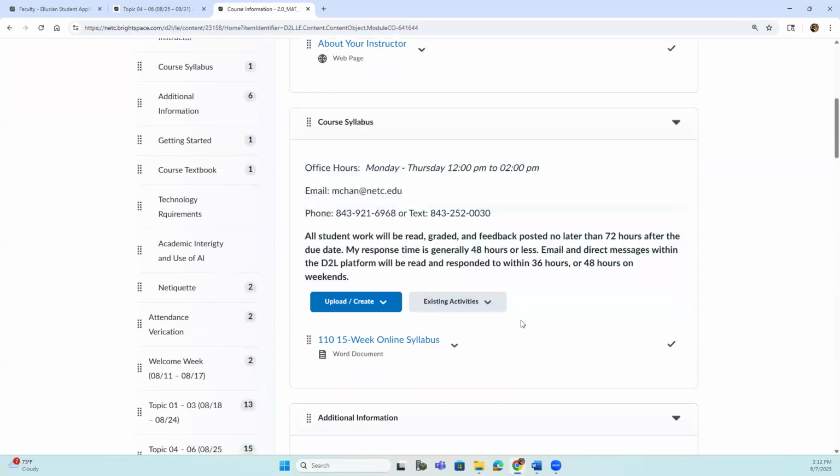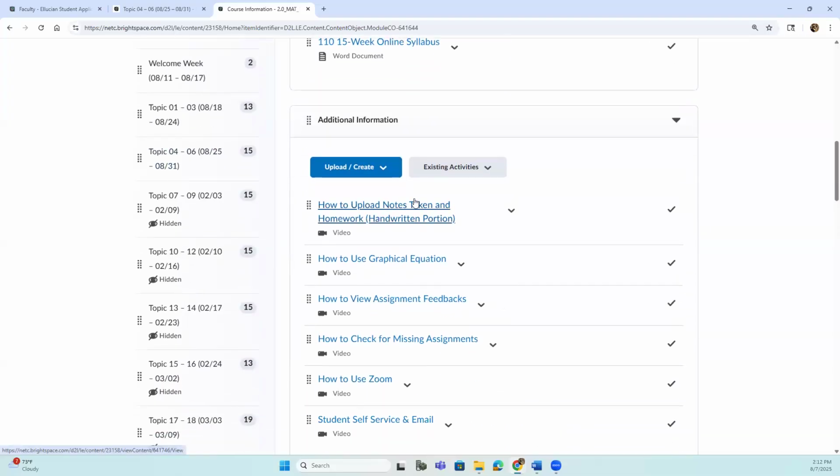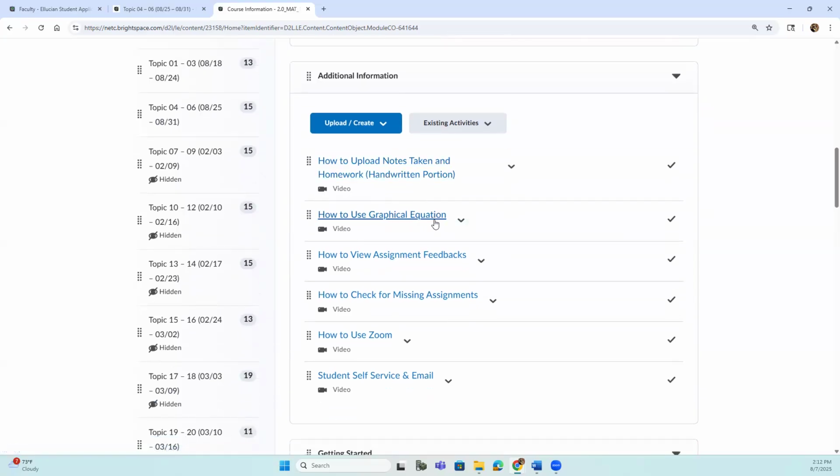All right, how to upload notes taken or the homework handwritten portion. This video shows you just one particular way you can upload the notes taken and handwritten portion. Most students will just take a picture of what they wrote on paper and then upload it on their mobile device. Basically, go directly into D2L on the mobile device and upload it. All right, how to use graphical equation.